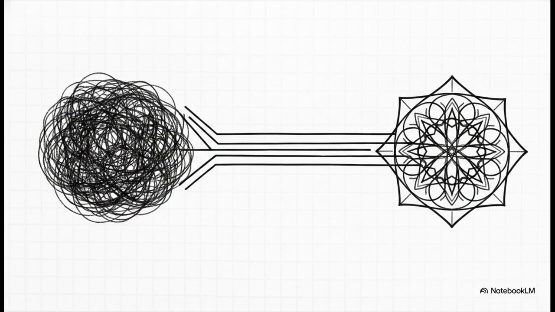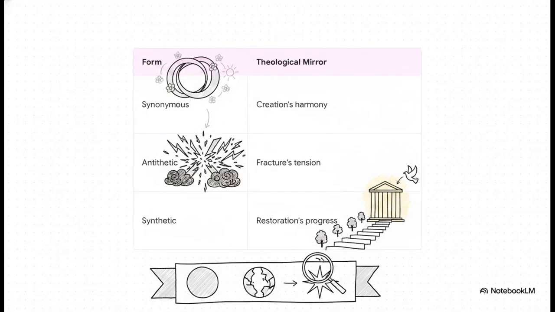The form is the message. The way the words are arranged physically reflects the larger truths of the universe being described within those very words. It's mind-blowing when you think about it. And this brilliantly illustrates exactly how that theological design works in practice. Notice how each poetic form maps directly to a theological mirror.